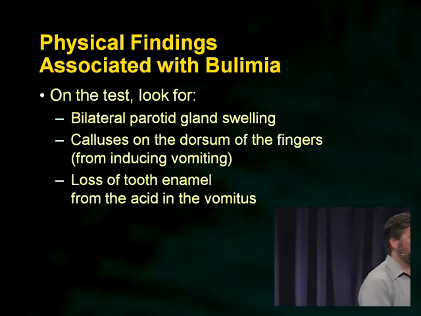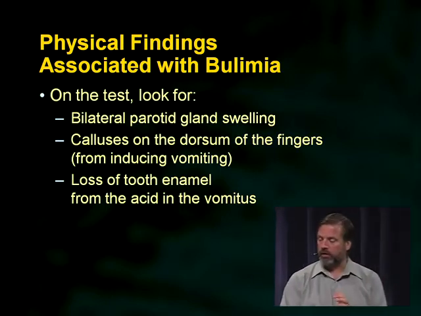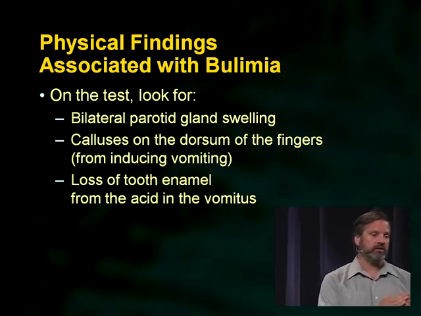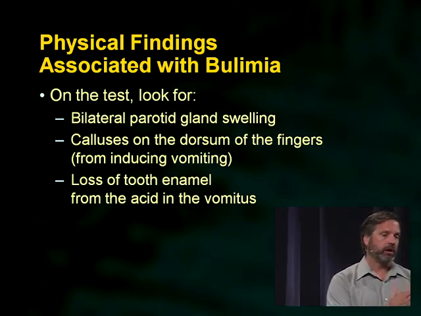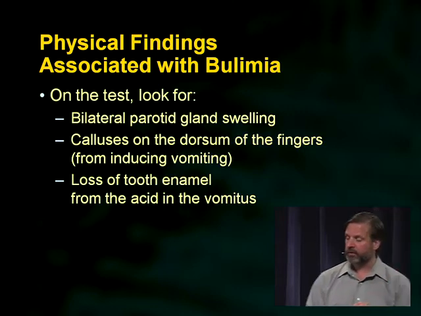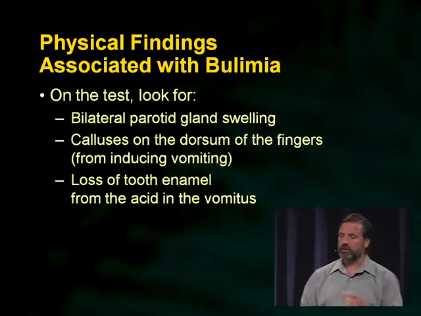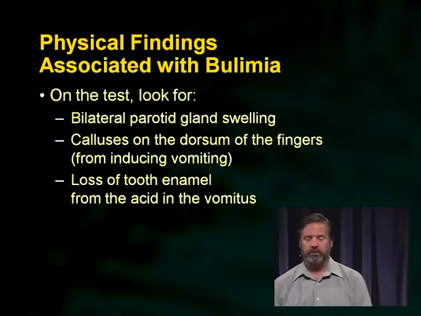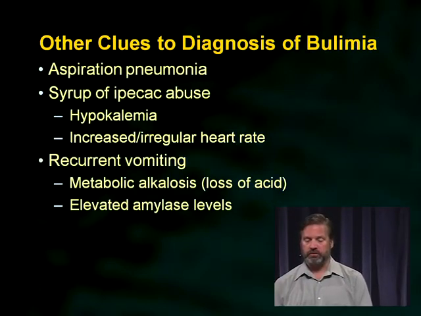On the test, you can look for some physical signs. Some physical signs are swelling of the parotid gland from the vomiting. They actually can get calluses on the backs of their knuckles from putting their fingers in the back of their throat. You can see loss of tooth enamel from the acid in the vomitus. So there are some physical signs to look for as well.